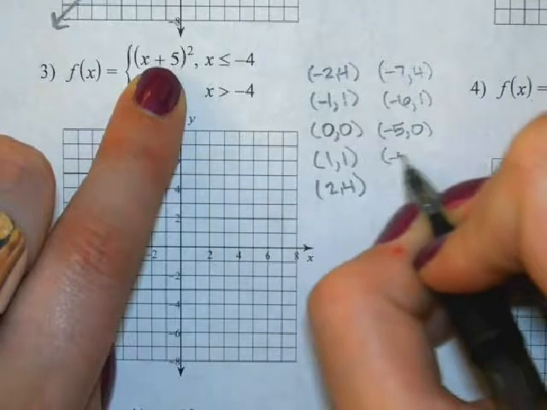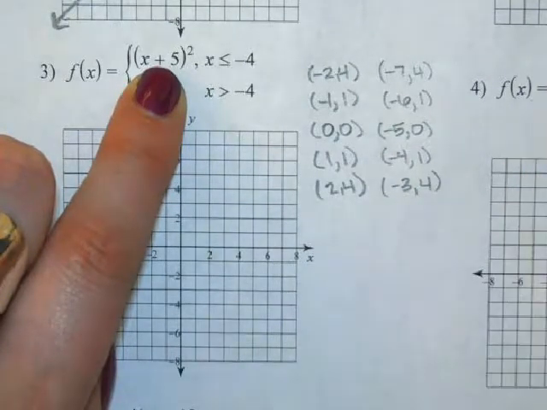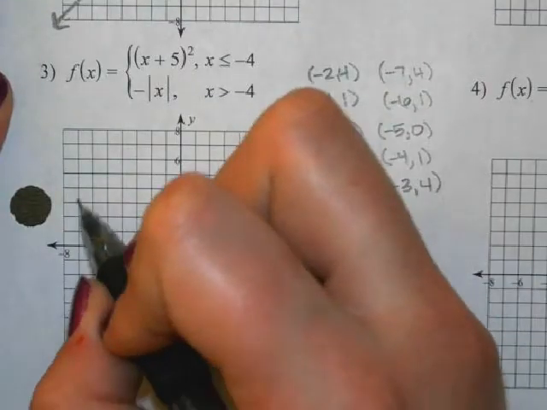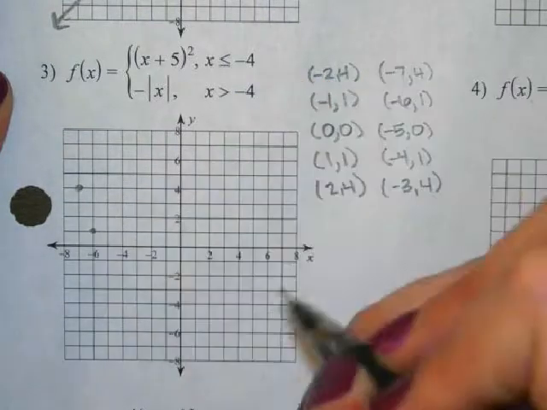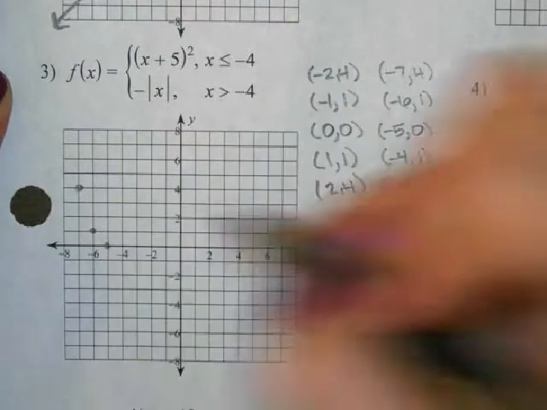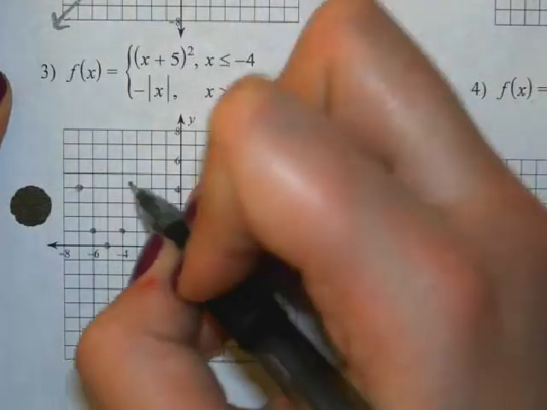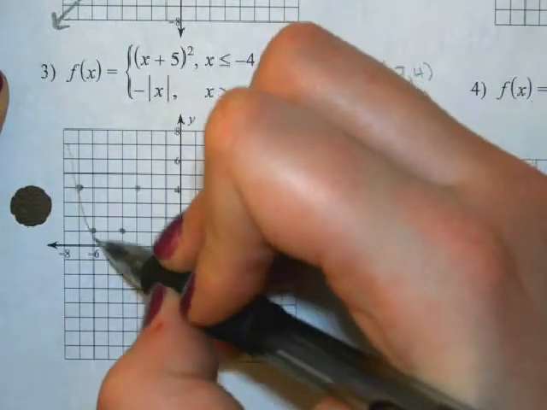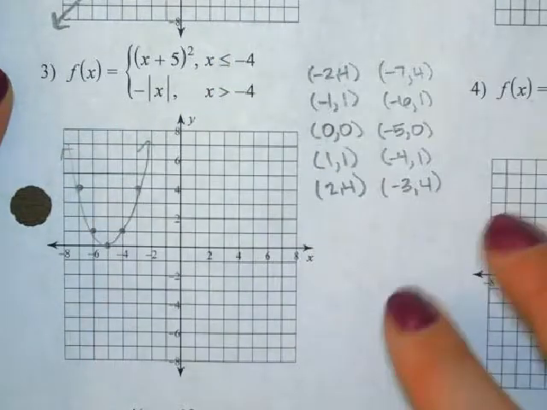We got to do this. All right, so -7, 4, -6, 1, and I'm drawing it kind of light because I want to be able to erase it if I need to. And there's our parabola, or quadratic, that's been shifted to the left 5. So it looks something like that.